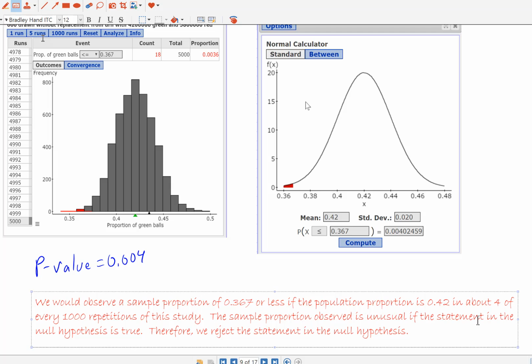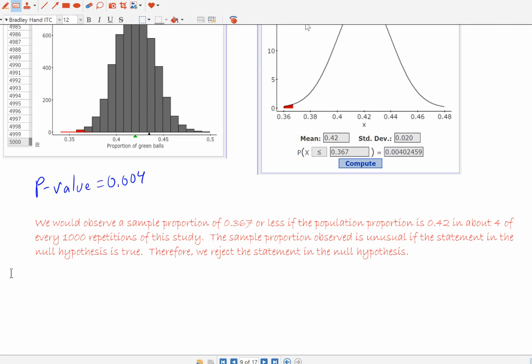I think another interesting thing to note is that when our sample size went up, the results between our simulation and our normal curve got closer, because as your sample size goes up, the normal model is a better fit than it is when your sample sizes are smaller.